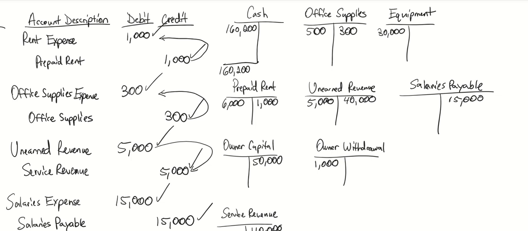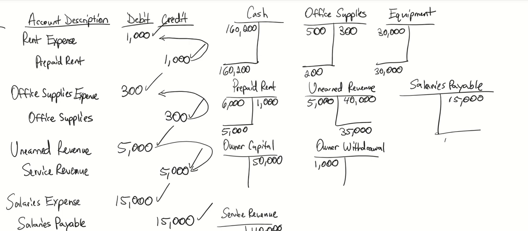It has a debit balance of $160,200. Office supplies did change from $500 to $200. So office supplies has an ending debit balance of $200, taking $500 and subtracting out $300. That's on the credit side. Equipment didn't change. That's a $30,000 debit balance. Prepaid rent did. That's a debit balance of $5,000, taking $6,000 and subtracting out $1,000. Unearned revenue changed from $40,000 to $35,000 as a credit balance, taking 40 minus 5.